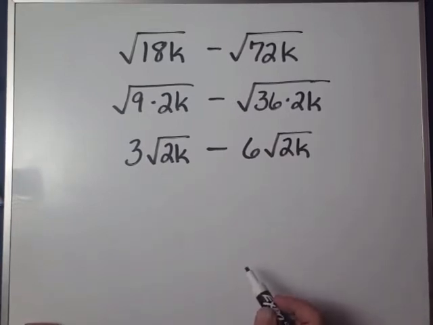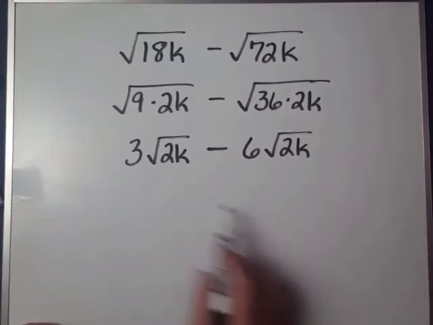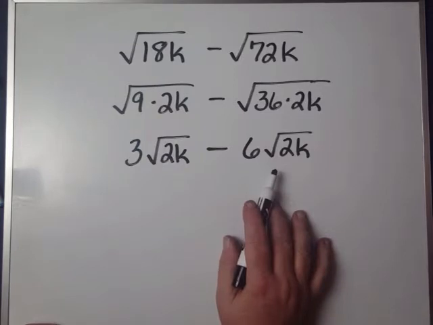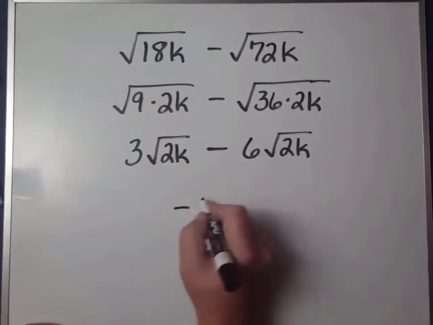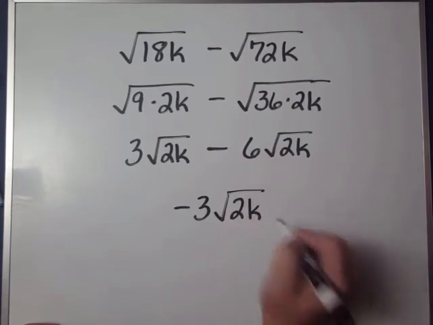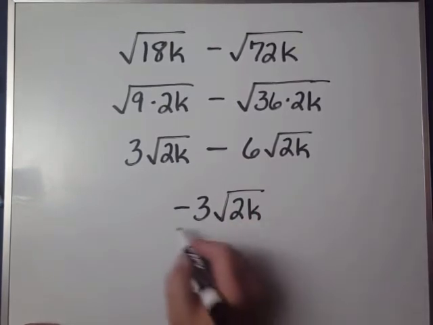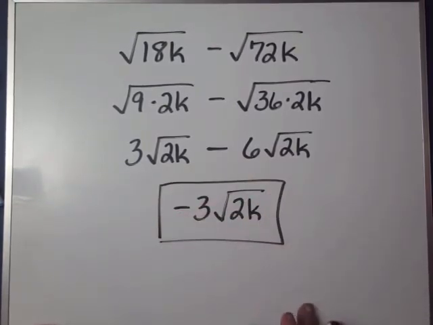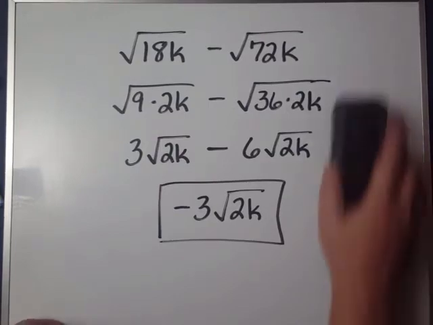Those are like terms. They're like radical terms, so we can subtract. 3 of them minus 6 of them is negative 3 of them. Negative 3 square roots of 2k. All right, let's have a go at number 24.